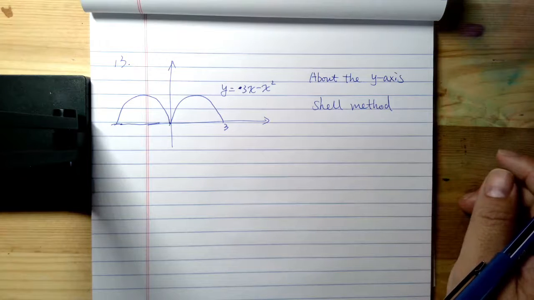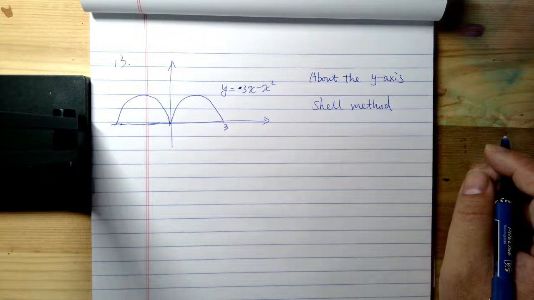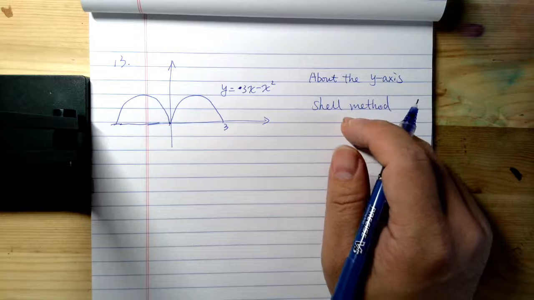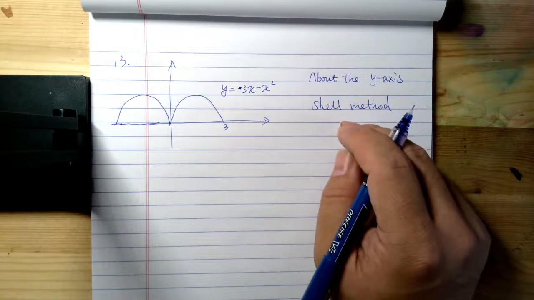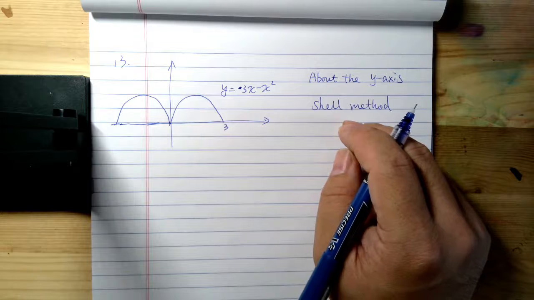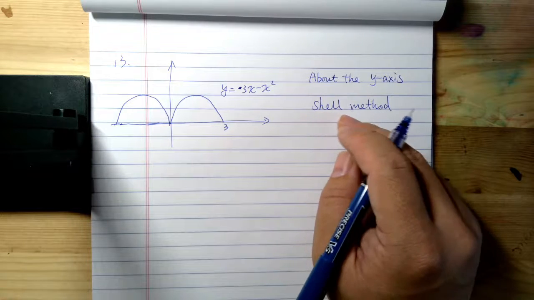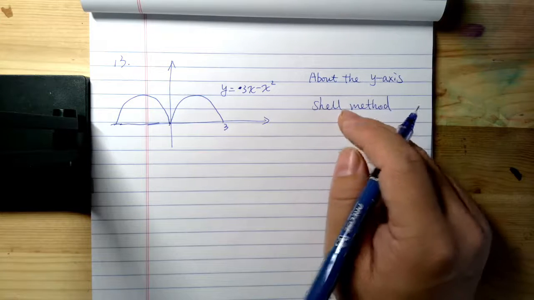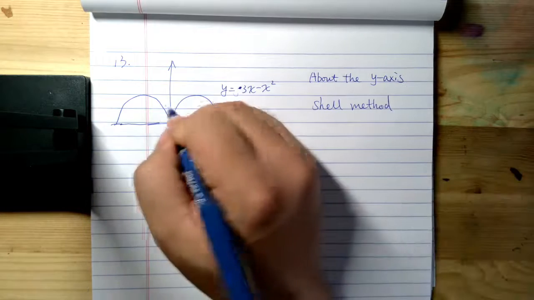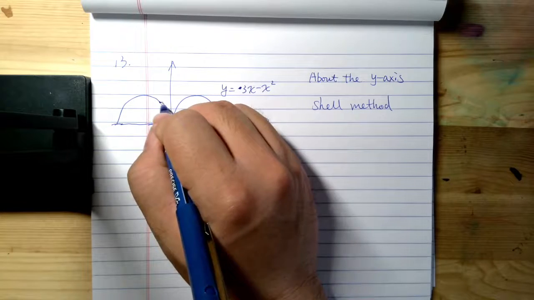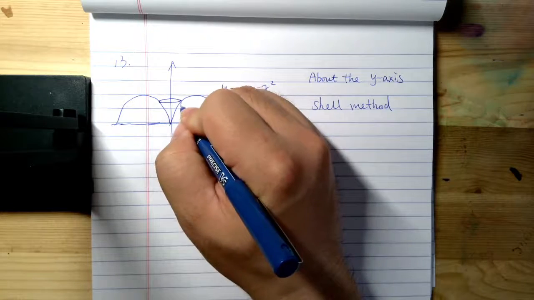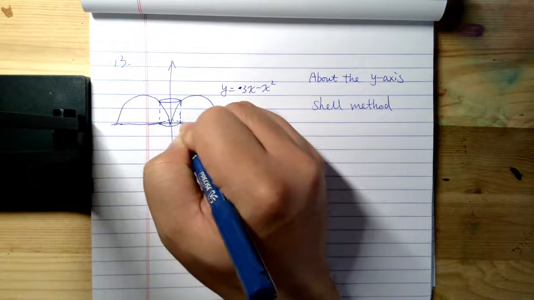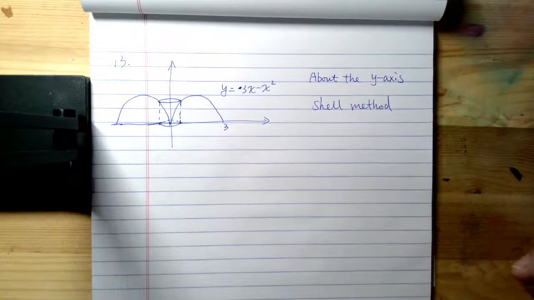So how do we construct this? You have to be very clear that when we use the shell method, inside of the integrand, we need to calculate the volume of that shell, okay, the volume of that shell. So basically speaking, we're trying to construct something like this. This is one of the small shells you can think of.